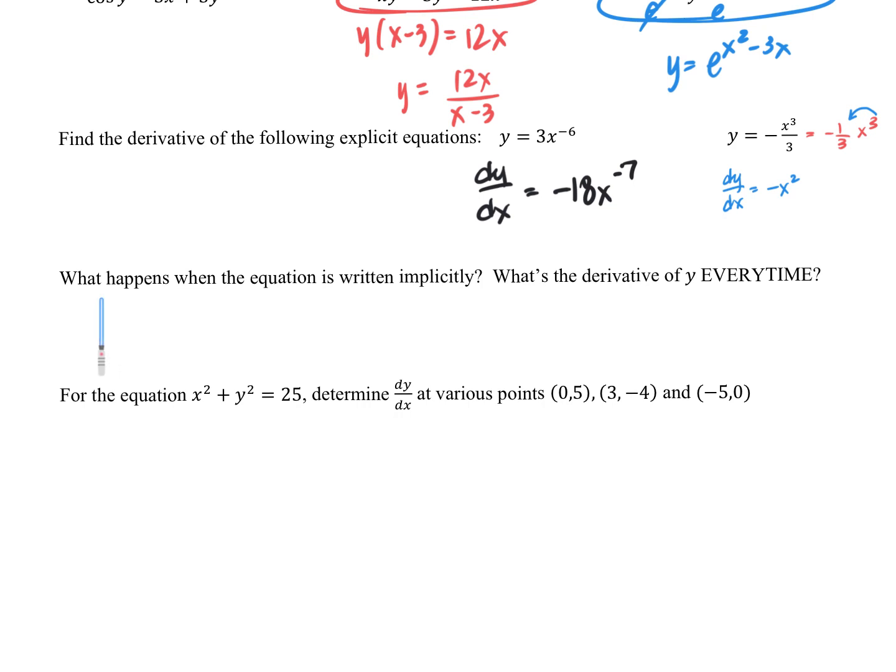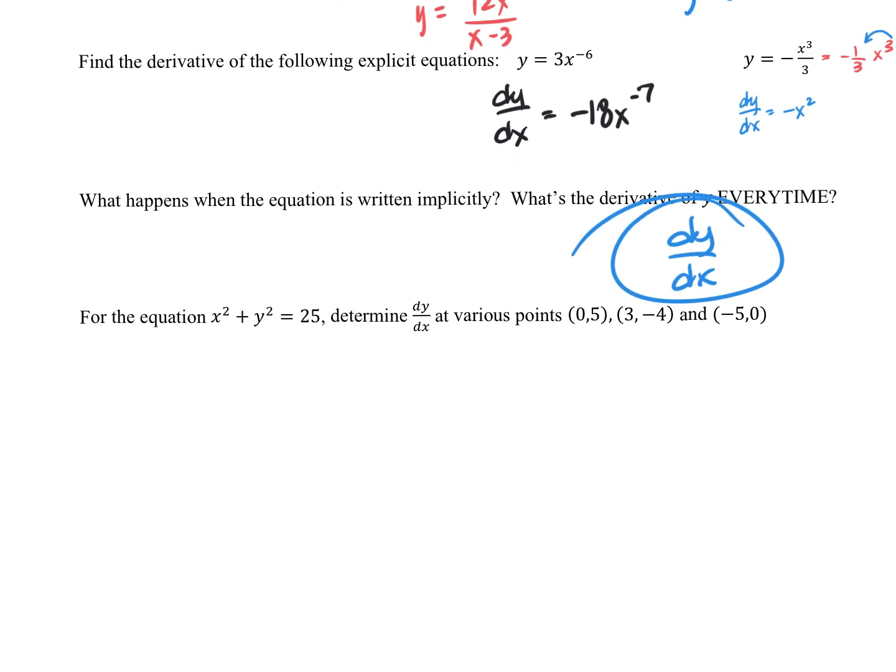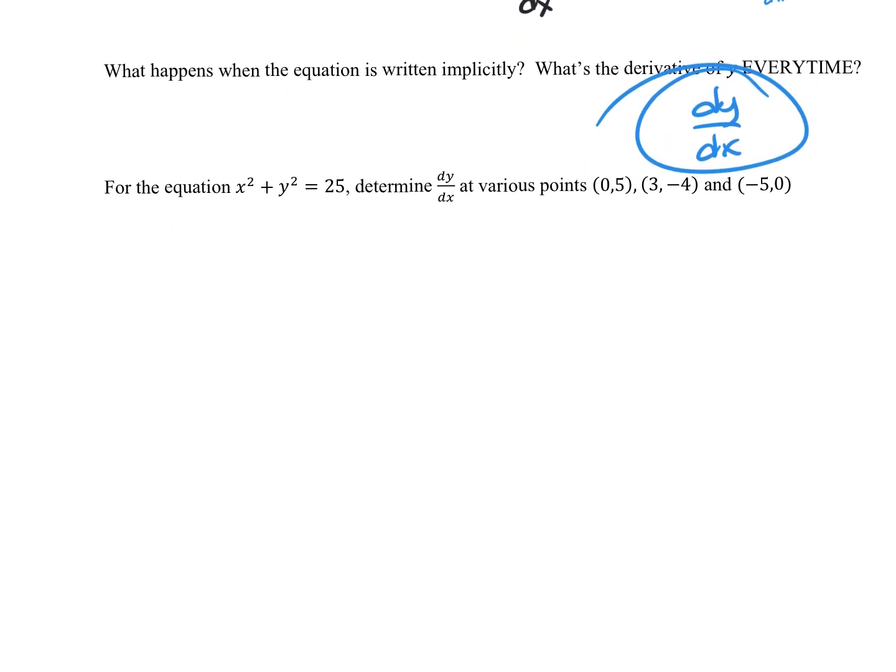I said, what happens when the equation is written implicitly? What's the derivative of y every time? Every single derivative right here. What do we say the derivative of y was? dy/dx. Every time. Okay, you guys. So we got to say dy/dx every time we've got a y, no matter if it's in the middle of an equation or not. You're like, what are you talking about? Let me give you an example right here.